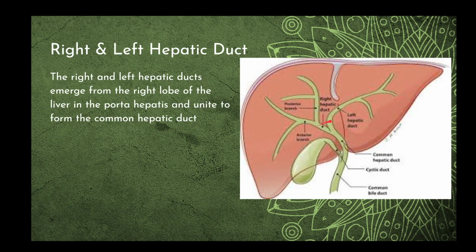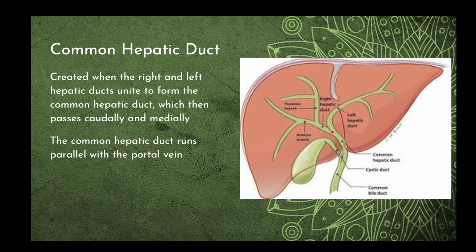So the right and left hepatic duct then are going to join together to form the common bile duct. Or excuse me, the common hepatic duct. So right and left join together to form the common hepatic duct. The common hepatic duct then sits within the liver and it runs parallel to the portal vein, and it's going to be exiting through the porta hepatis.